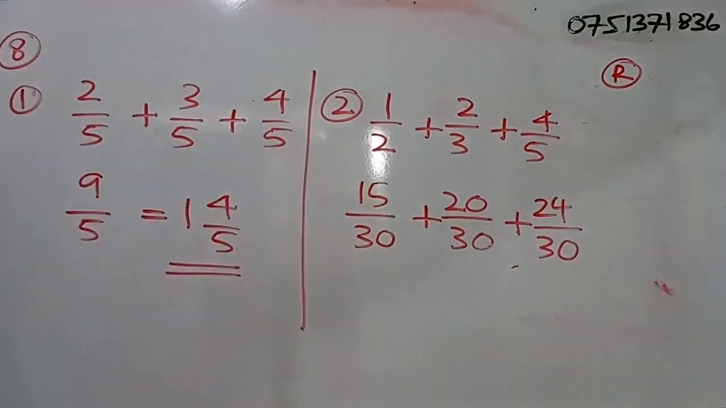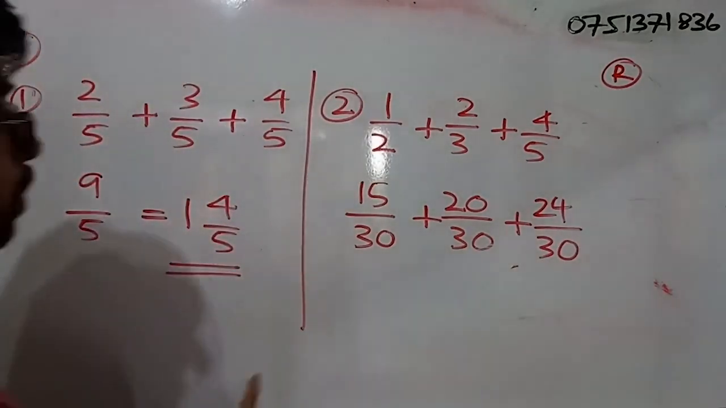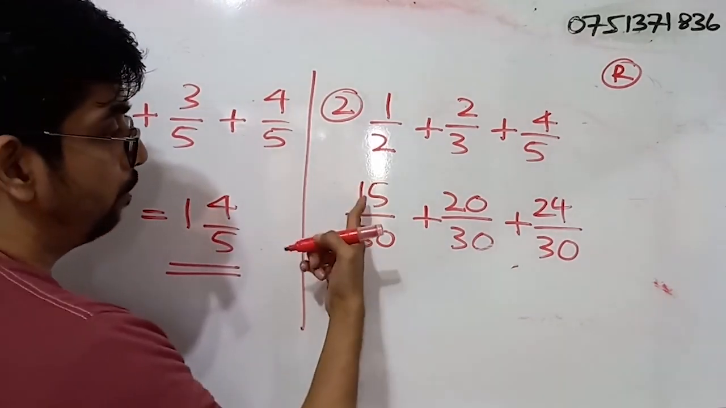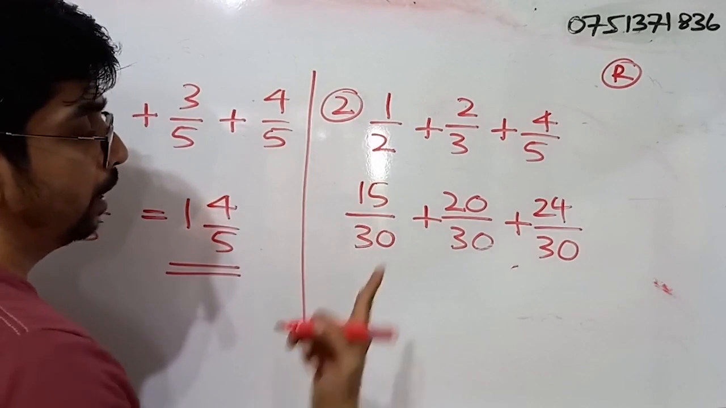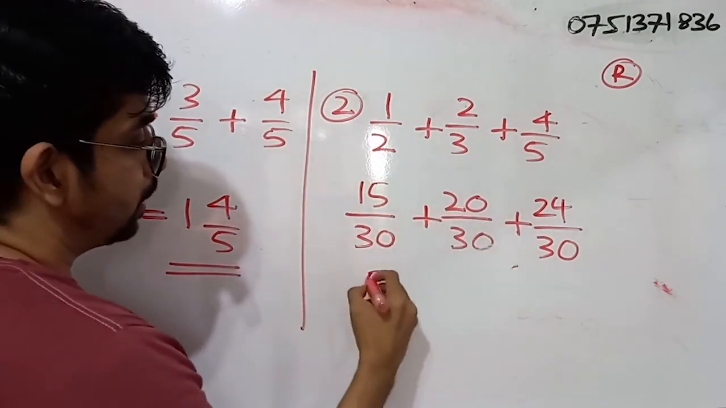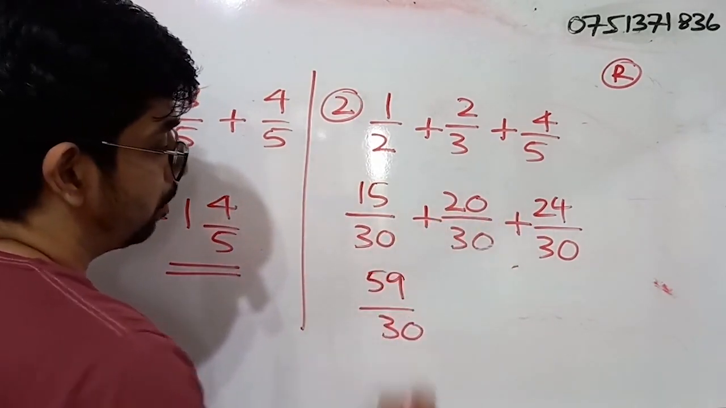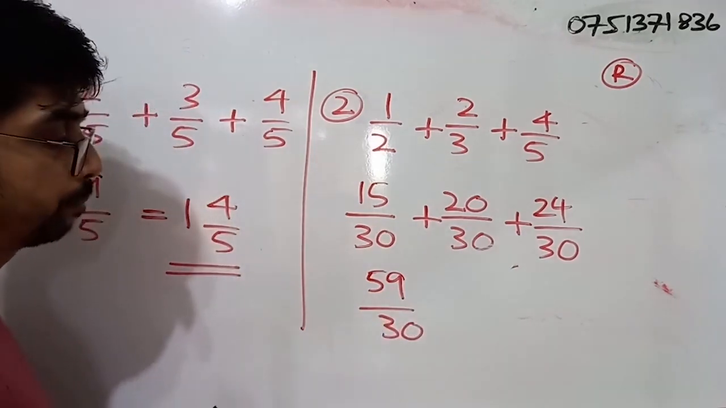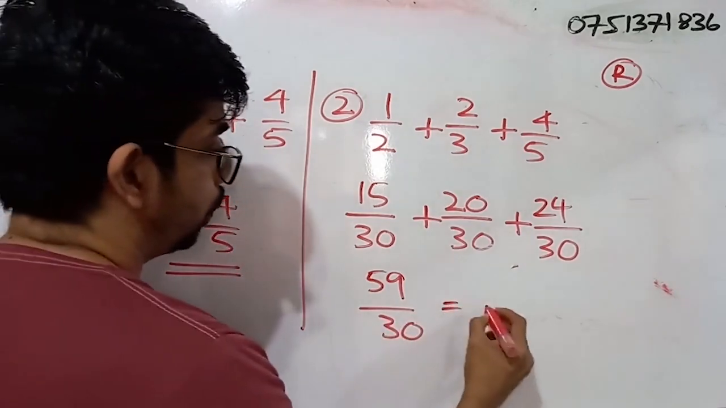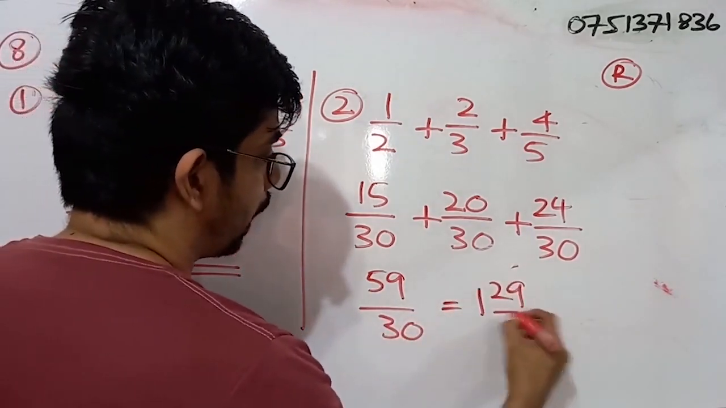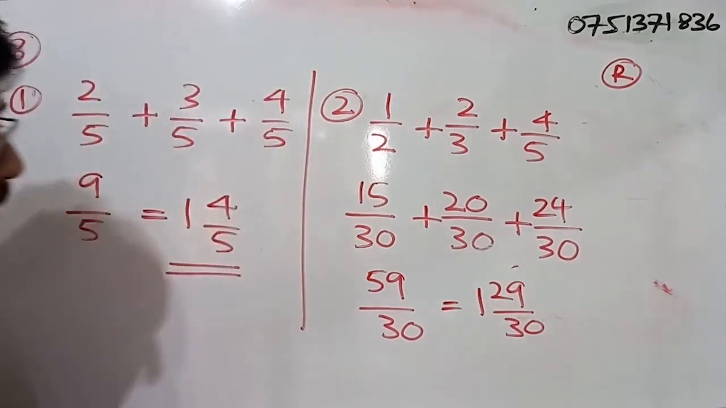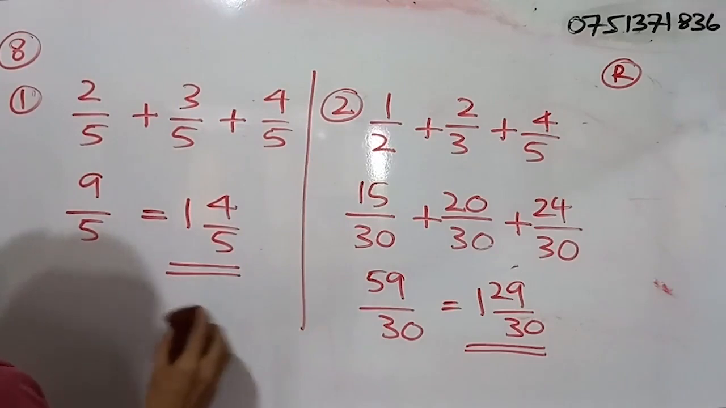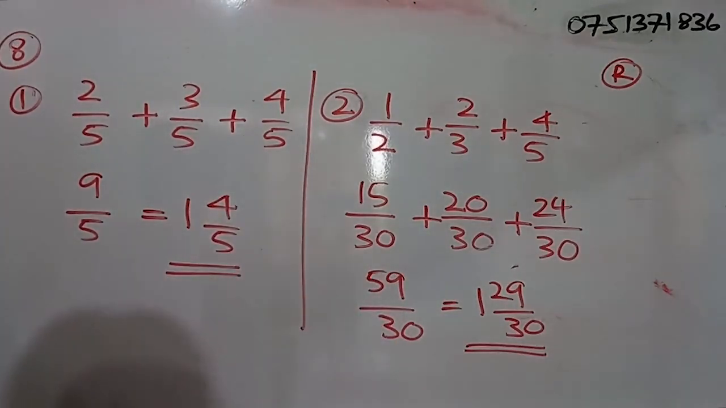Now all the denominators are the same. So we can just simply add the numerators as it is. So 15 plus 20, that is 35. 35 plus 24, that is 59. 59 by 30. Right. So now we have to convert this into a mixed number. So it will be 1 and 29 by 30. As I had said to you, there's another way where we can get the answer.